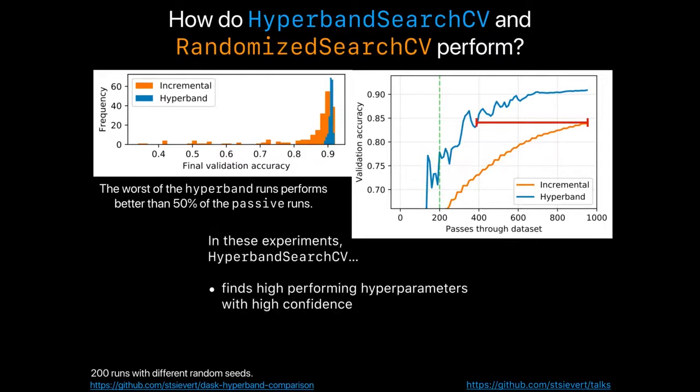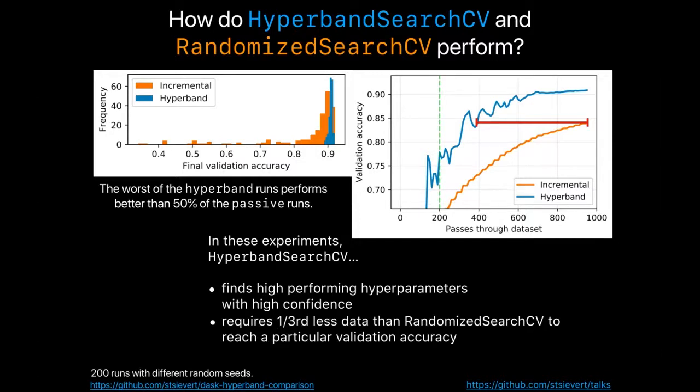Okay, so basically we can find high scores with high confidence if we don't do much work, and we require about a third less data to reach a particular accuracy than random search. That's great. Okay, so now I want to mention the interesting part of this for me. I described how I implemented Hyperband in Dask, which is great for Dask, right? It gets a better model selection algorithm.